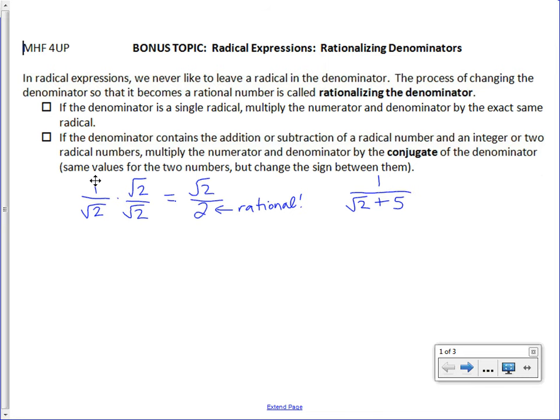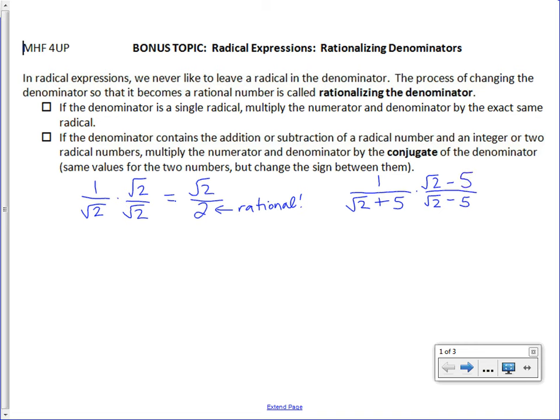The strategy is you multiply by something called the conjugate. So the definition of a conjugate is same values, but change the sign between them. So the sign right here is plus, so I'm going to write root 2 minus 5. And you do the same thing with the numerator. Okay.